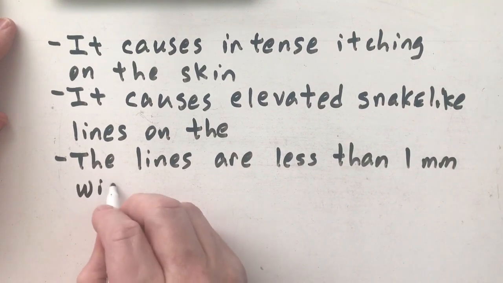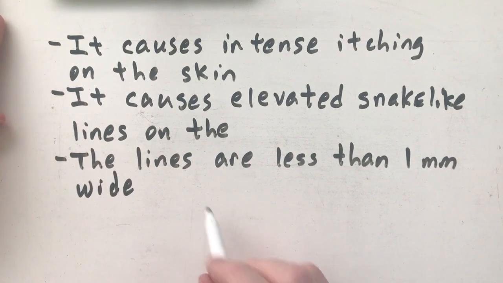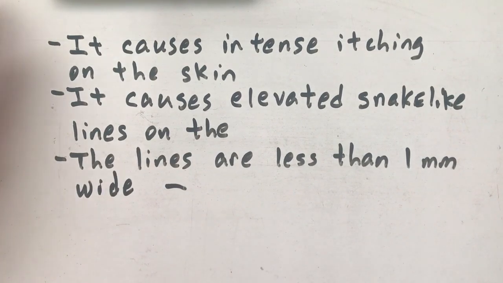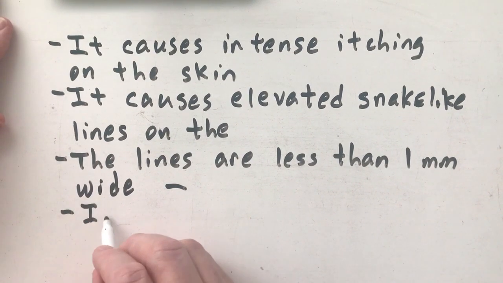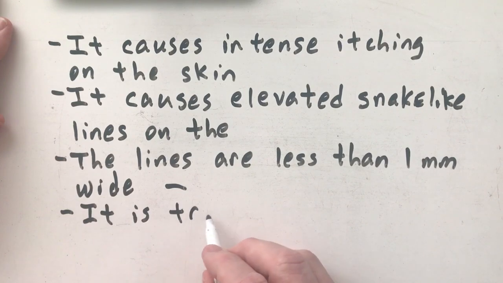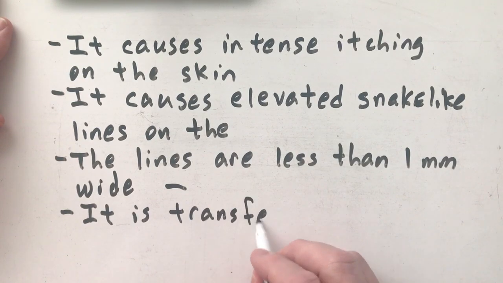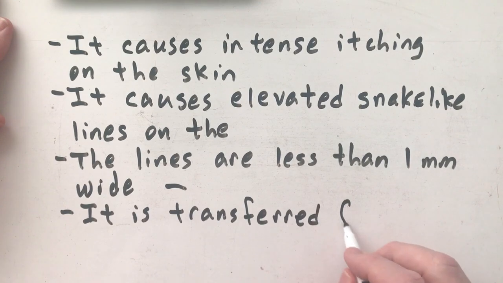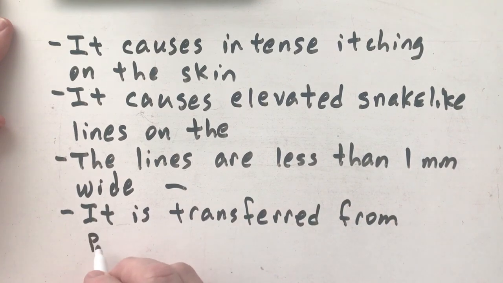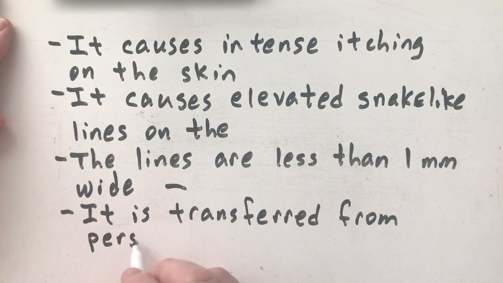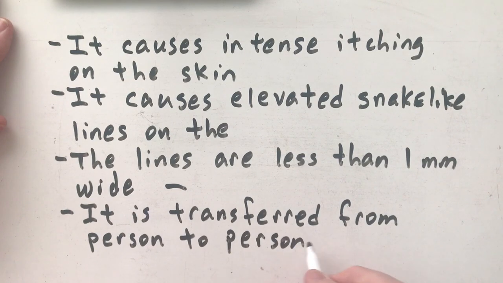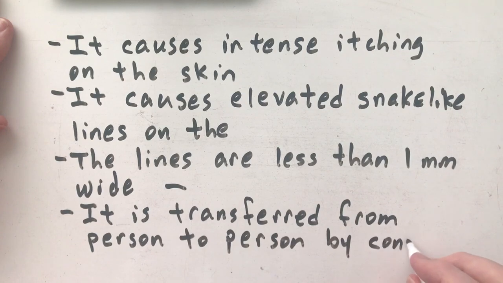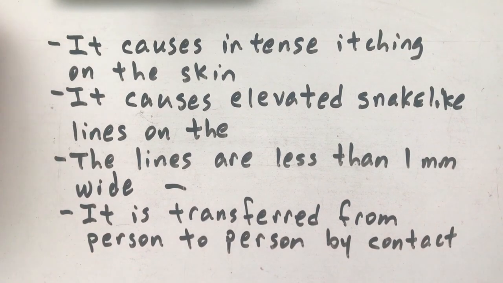To give you an idea, chances are these lines right here, like this line here, that's over 1 millimeter. Maybe that's about 1 millimeter. So how do people get it? It's transferred from person to person by contact. So someone else has to have it. Does that make sense?